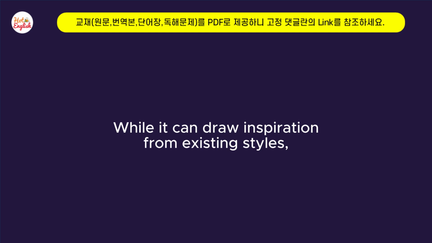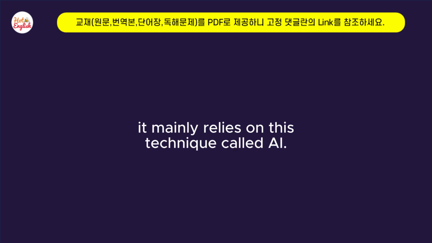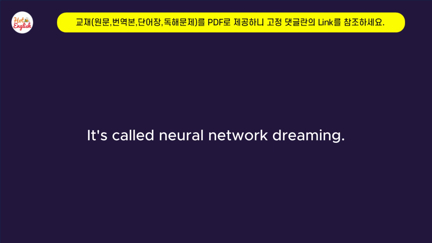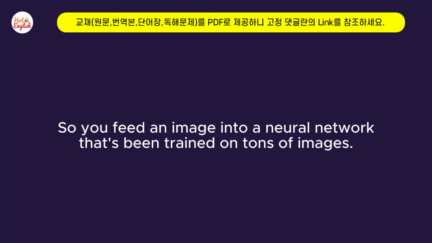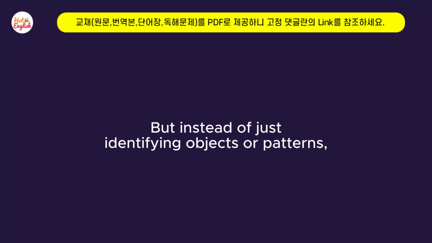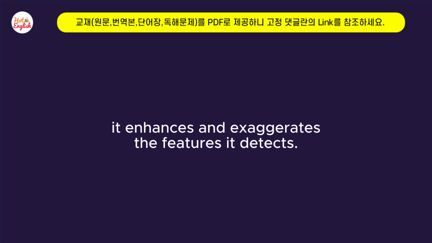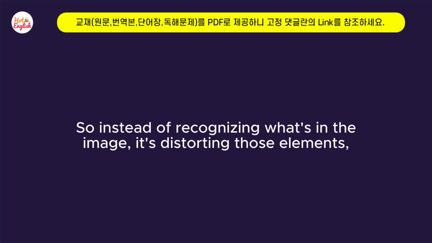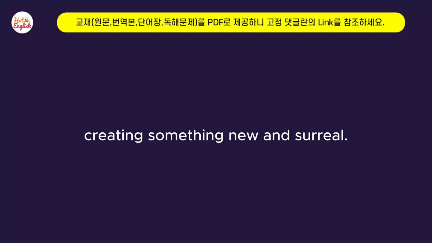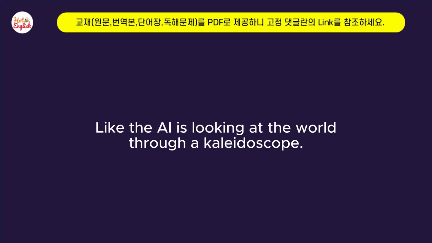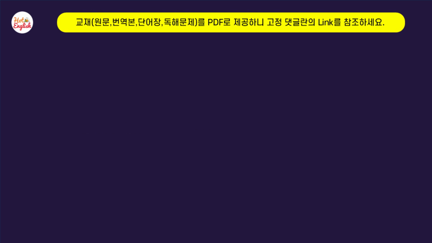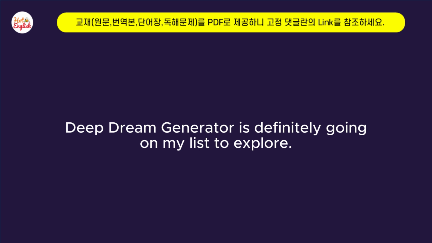While it can draw inspiration from existing styles, it mainly relies on a technique called neural network dreaming. So you feed an image into a neural network that's been trained on tons of images, but instead of just identifying objects or patterns, it enhances and exaggerates the features it detects. So instead of recognizing what's in the image, it's distorting those elements, creating something new and surreal. Exactly, like the AI is looking at the world through a kaleidoscope, distorting reality to create something new. Deep Dream Generator is definitely going on my list to explore.